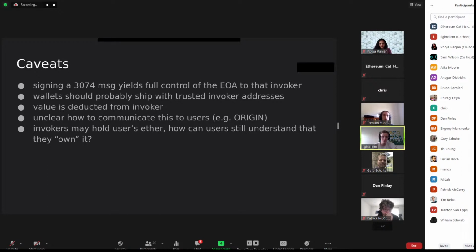We think that there might be some ways to get around this, but for now, the most reasonable approach is to deduct it from the invoker and do further research on how to improve that.